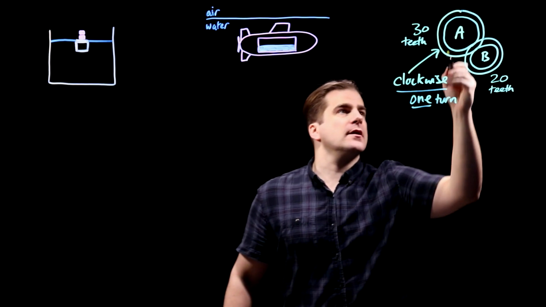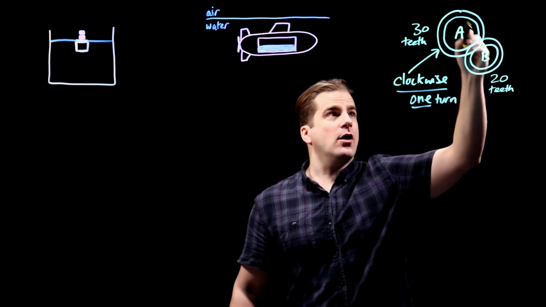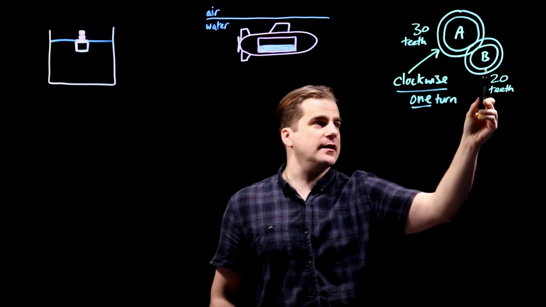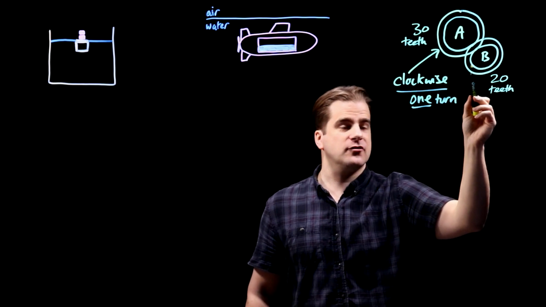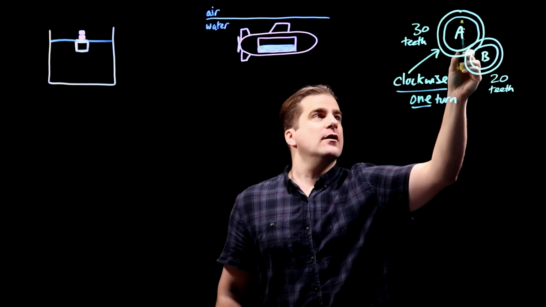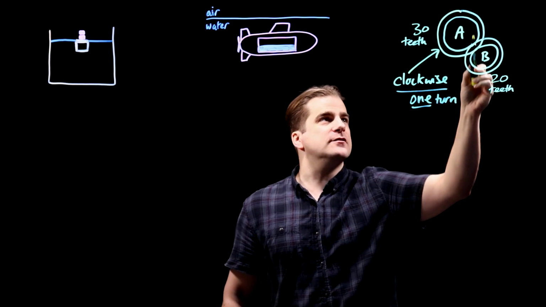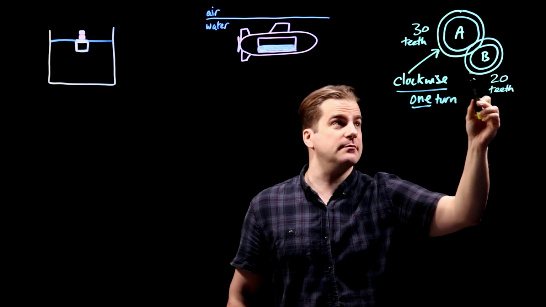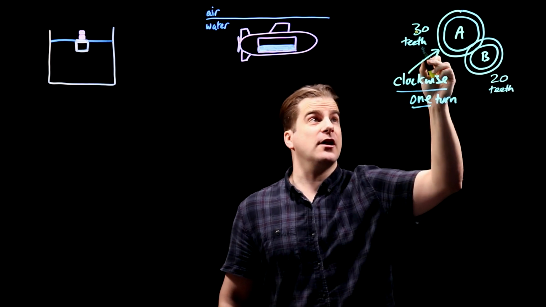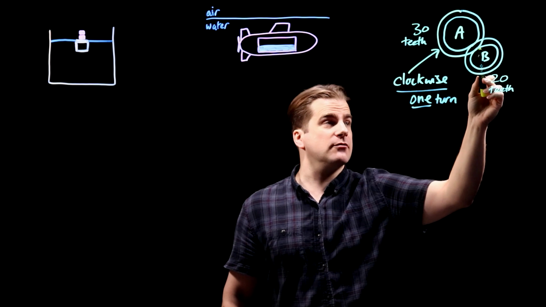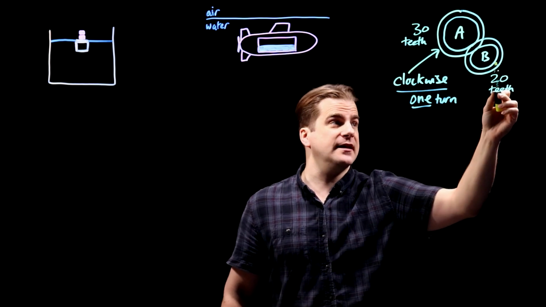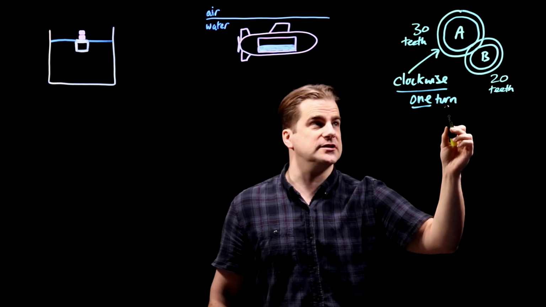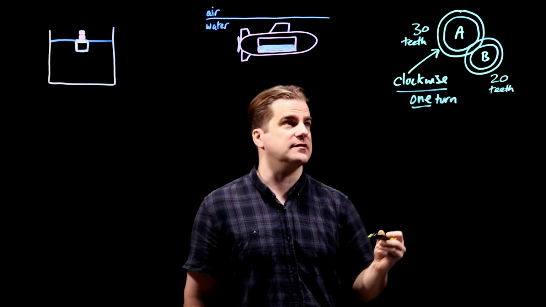Well, if A rotates once and has 30 teeth and B only has 20 teeth, for the first 20 teeth worth of rotation of A, that will rotate B once. But then you've got another 10 teeth to go, which will rotate B another 10 teeth, which is half a rotation. So overall it's 1.5 rotations.